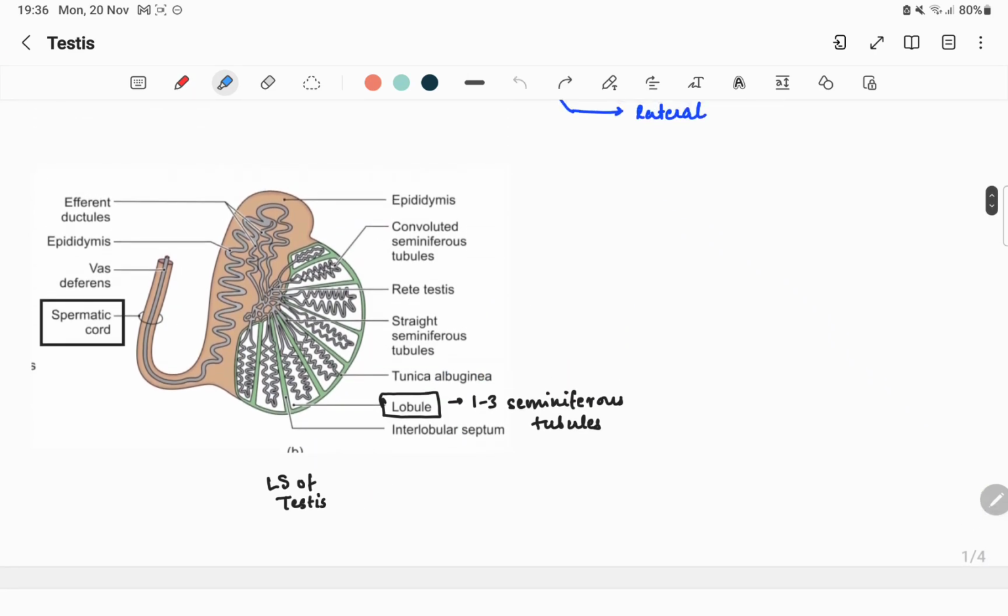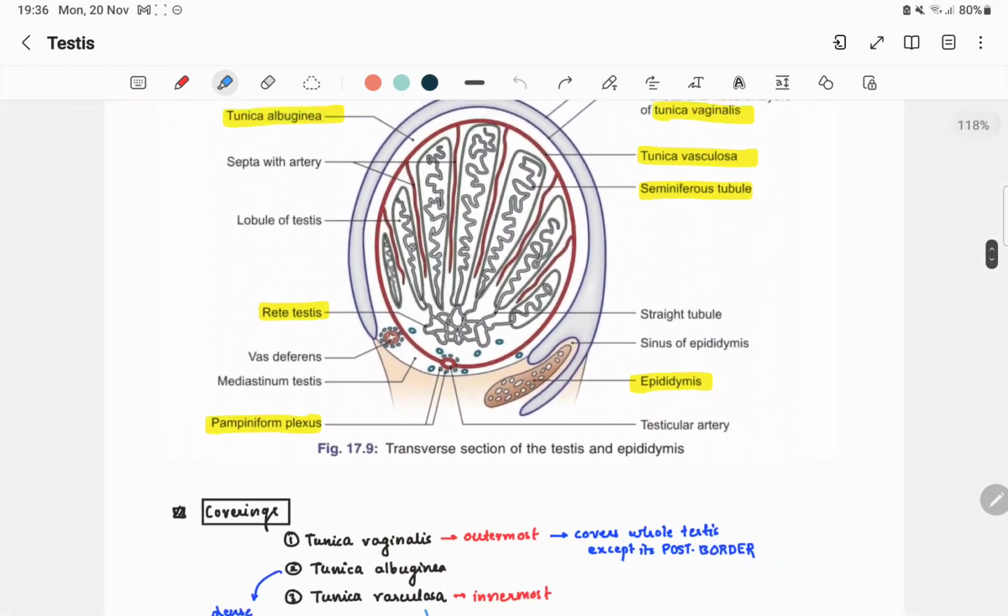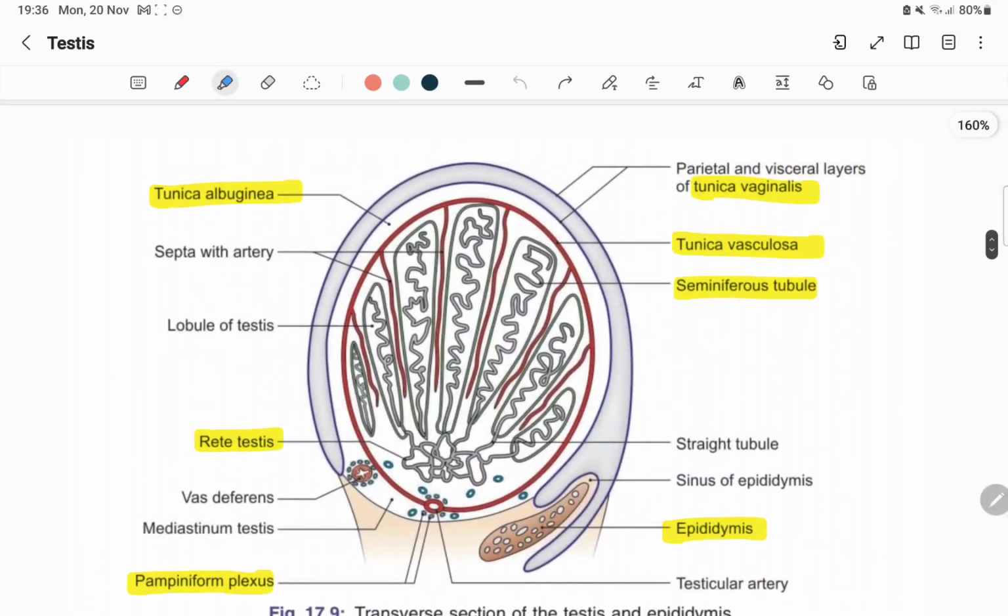Okay, and the seminiferous tubules are convoluted. These convoluted seminiferous tubules combine to form the rete testis. This rete testis then forms efferent ductules. These efferent ductules combine to form the epididymis. The epididymis forms the vas deferens, and from here it goes via this into the bladder and so on. You can see the relations from there.